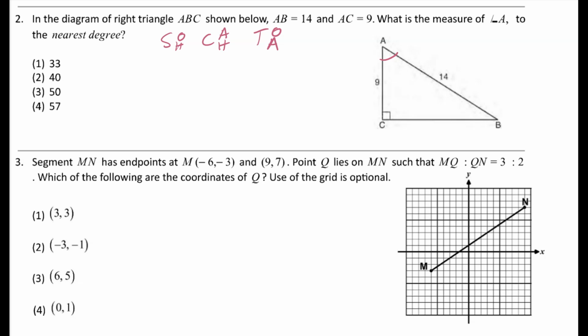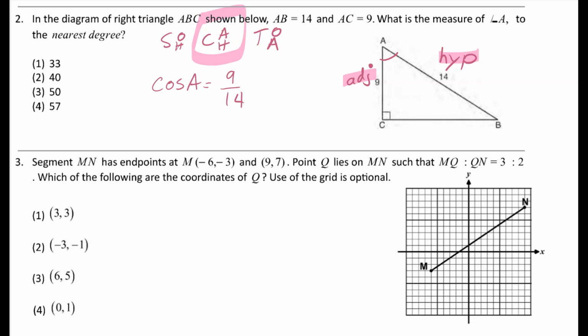And from angle A, I notice I have the adjacent side that's right next to it, and I know the hypotenuse that's opposite the right angle. I don't know what the opposite side from angle A is, so I'm not even going to mention it. And the ratio that relates the adjacent to the hypotenuse is cosine. So really, the cosine of angle A is equal to my adjacent side 9 divided by my hypotenuse 14.